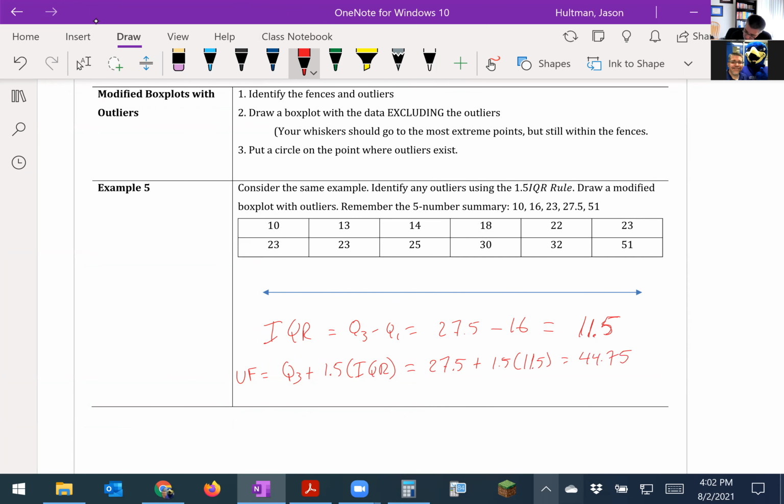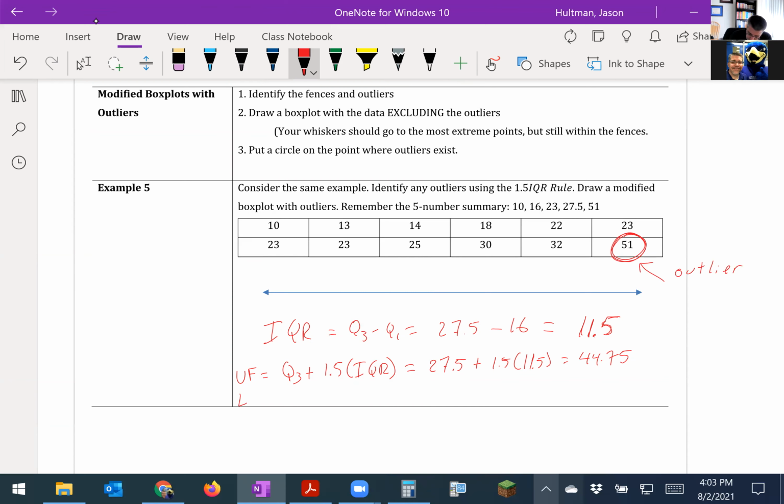So this is my upper fence. Any value that's beyond 44.75 is an outlier. Do I have any values in my data set that are bigger than 44.75? Yes, I do. It's 51. So you, sir, are an upper outlier.